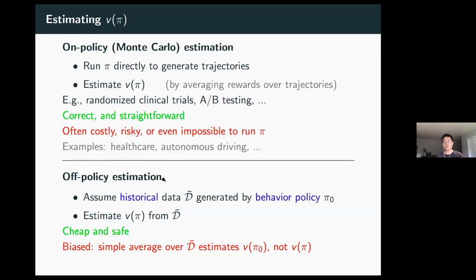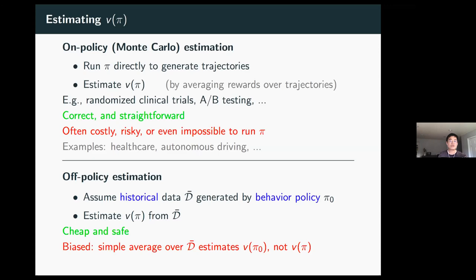But the technical challenge here is that the data set D-bar is biased because it's collected by the behavior policy pi zero. If you just average the rewards in D-bar naively, then what it estimates is the value of the behavior policy, not the value of the policy that you care about, pi. So this is the key technical challenge when we do off-policy estimation: how to correct the distribution mismatch.